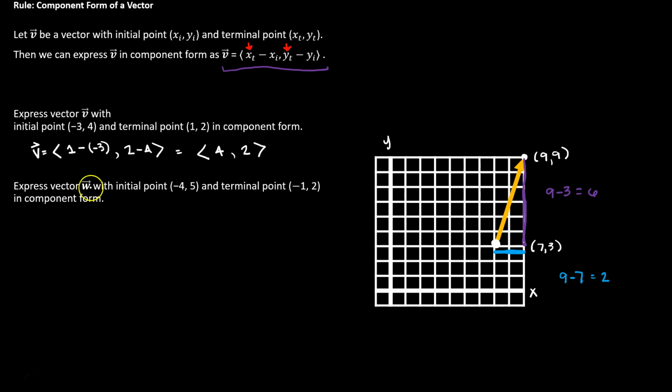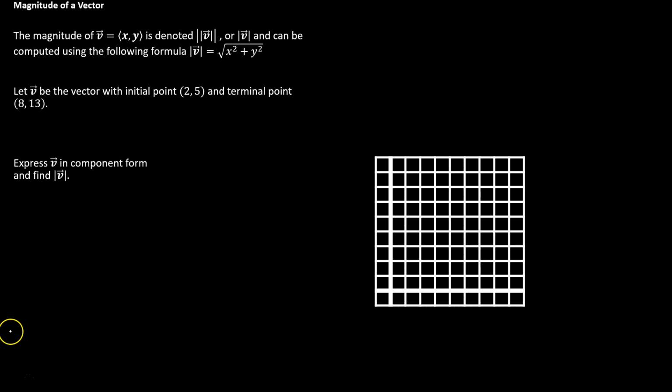Let's do one more real fast. This vector w has an initial point at -4, 5 and a terminal point at -1, 2. So to calculate the components, I'll do -1 minus -4 and then 2 minus 5. Simplify that down so we get 3, -3.